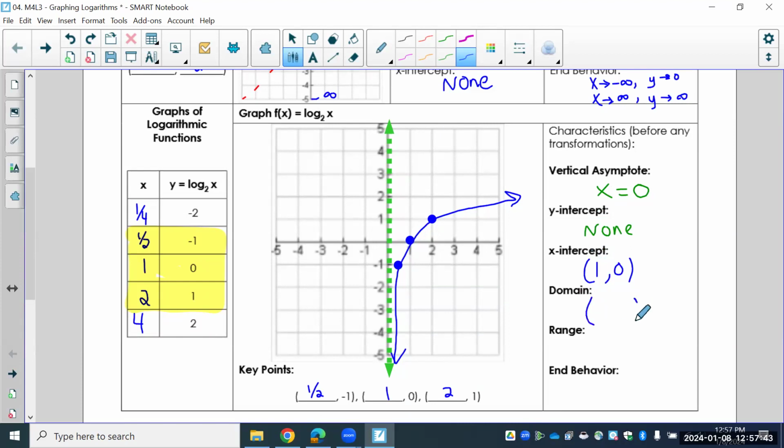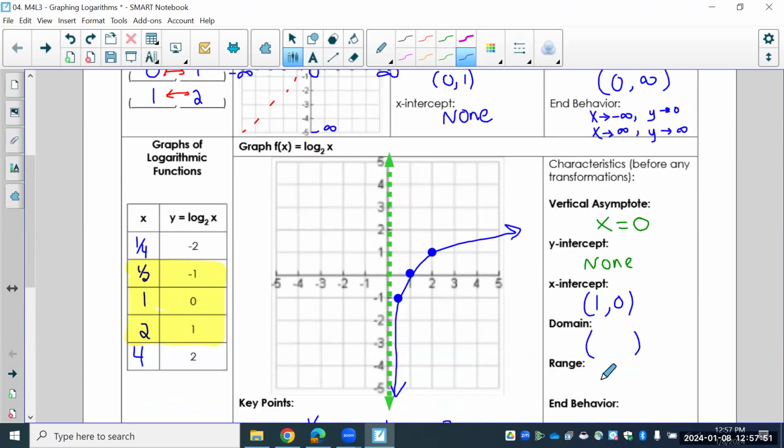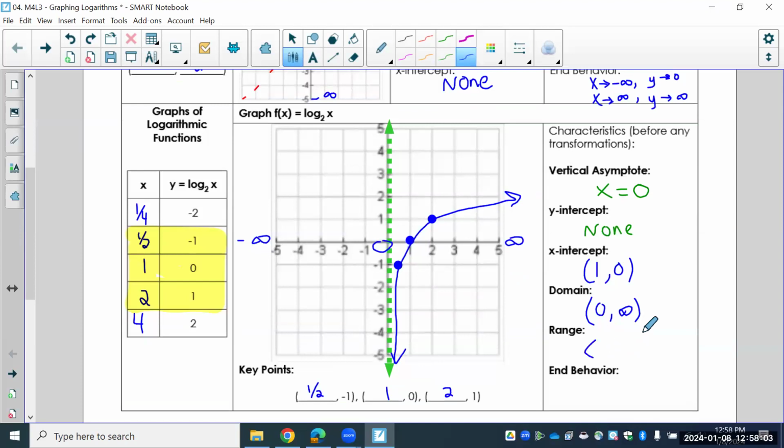The domain is interesting because the domain will also inverse. So the domain of this one is negative infinity to infinity, which is now the range. And the range of this one is 0 to infinity, making it the domain. Now, if that's confusing, just go back to your analysis. This is negative infinity. This is infinity. Where does the graph start? Going this way, it starts at 0 and then goes to infinity, where the range starts at negative infinity and goes to infinity. So pretty interesting how that works.